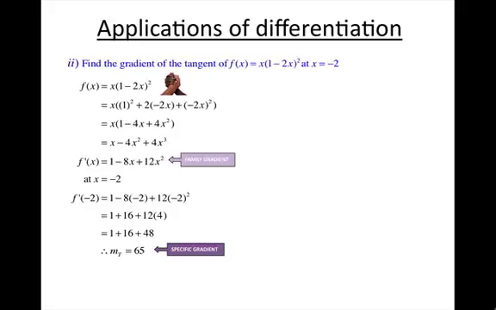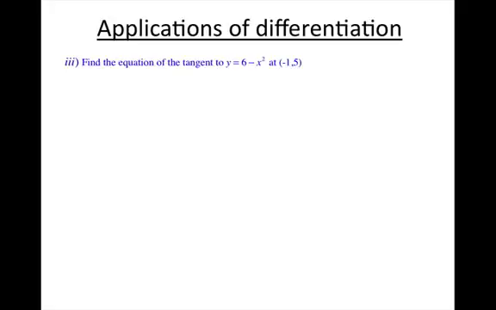So ultimately, just to summarize that, the gradient of the tangent of that curve at the point x equals negative 2 is 65. So it's a very, very steep gradient at that point.